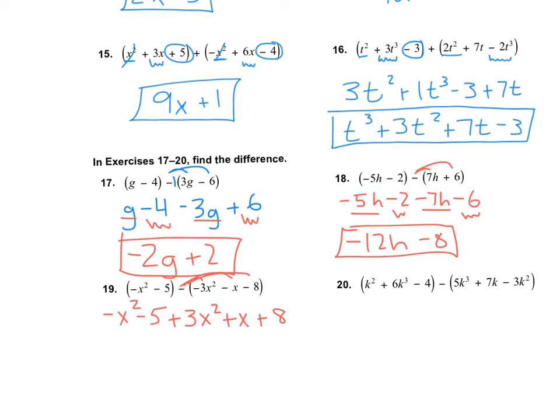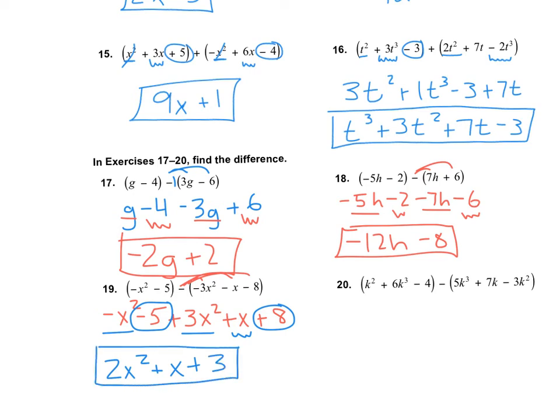Now I'm ready to combine like terms. Remember, I want to put my highest exponent first. So my x squareds go first. Negative 1 plus 3 is 2x squared. Then my regular x term next. So plus x. And then I can deal with my numbers. Negative 5 and positive 8 makes plus 3.